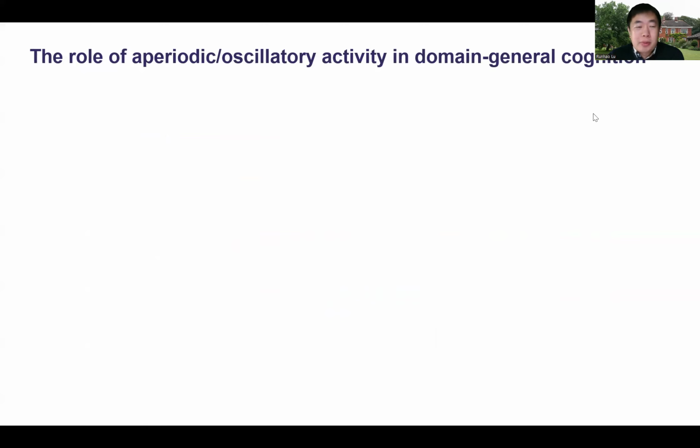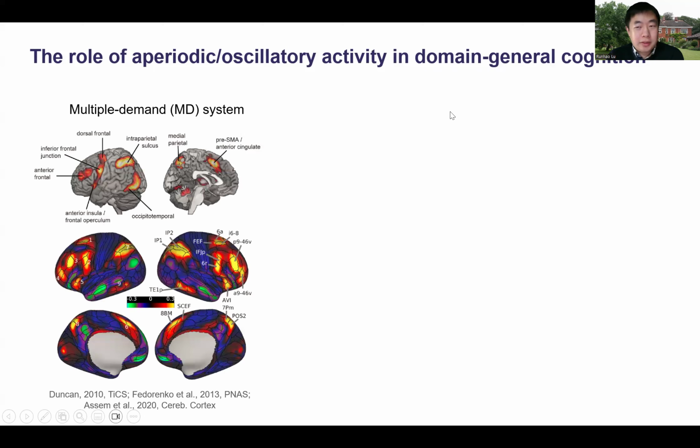And next, I will talk about our recent work on the role of aperiodic and oscillatory activity in domain general cognition. When we talk about domain general cognition, we are interested in a specific neural network. We call it the multiple demand system. You can find MD system activation in almost all tasks if you just compare hard versus easy, for example in working memory, in mathematical problems, in switching, and many more. It's very robust, and you can replicate it in many studies. The MD system spans across frontal and parietal cortices.